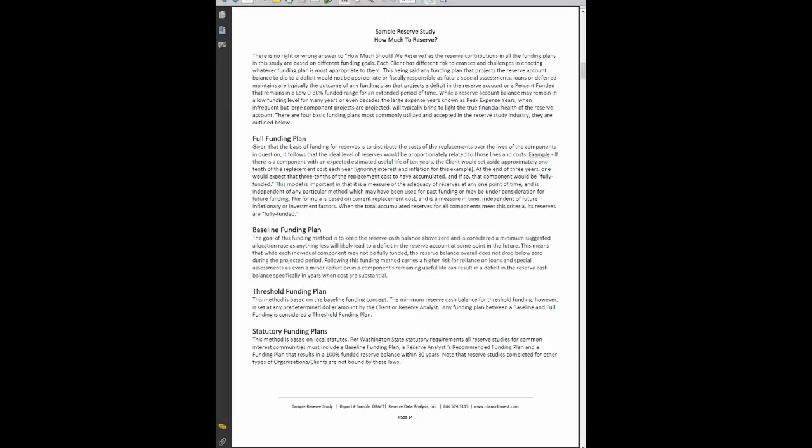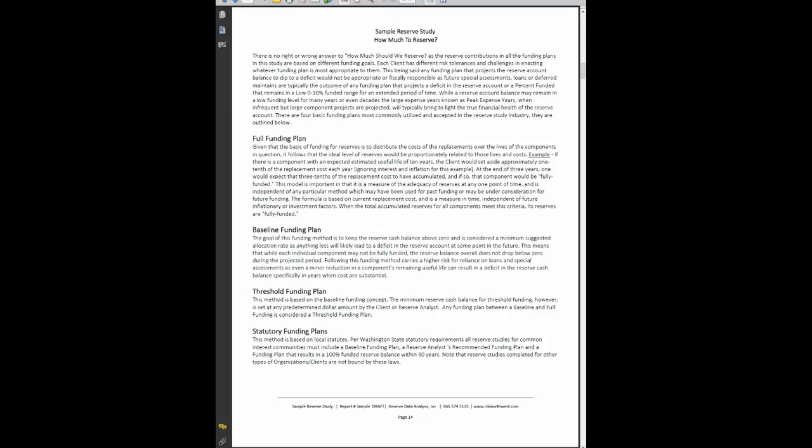Some communities will care less about being a high percent funded, and they just want to stay in around a 50% funded range the entire length of the study, and that's completely up to them. We also like to let them know that just means there's a higher risk for special assessments or loans at any given time should some of the components fail.